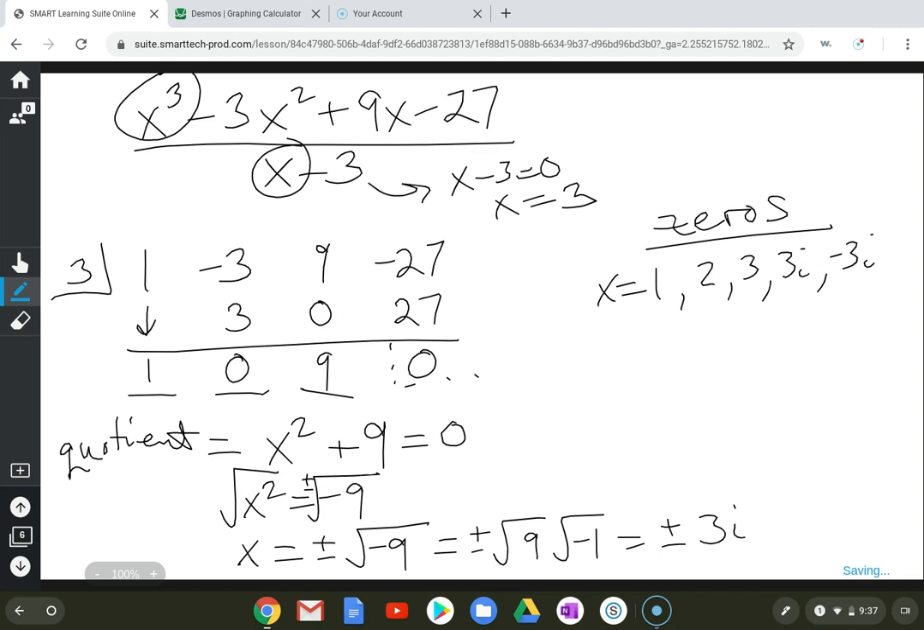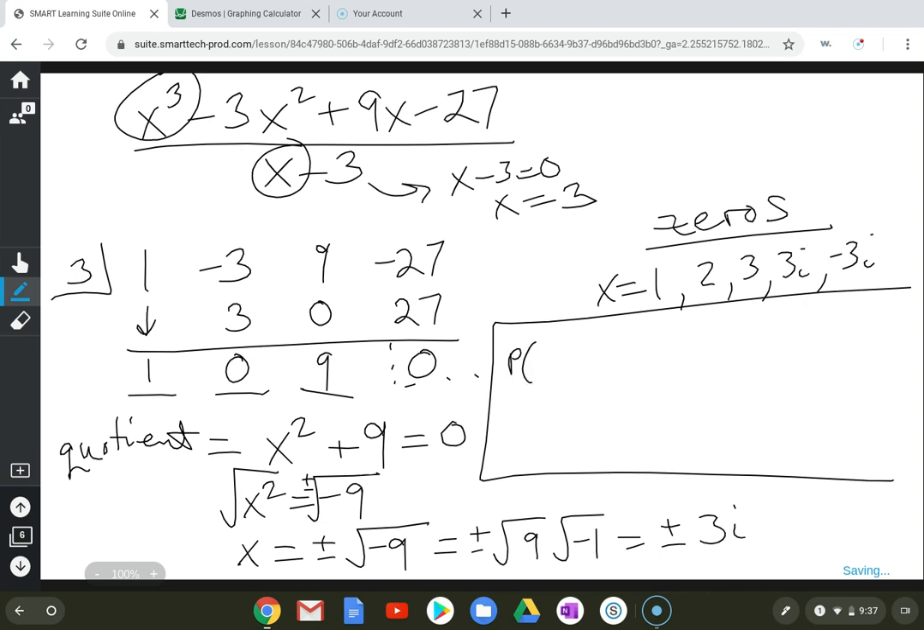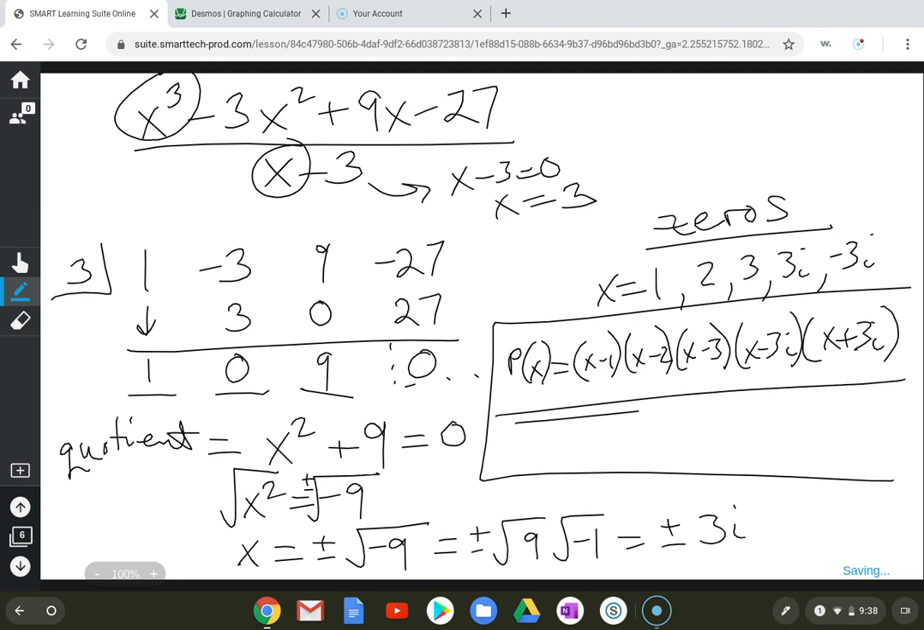If we wanted to write our polynomial in factored form, let's see if I can fit this in here. Our polynomial would be x minus 1 times x minus 2 times x minus 3 times x minus 3i times x plus 3i. And there's our polynomial in factored form.